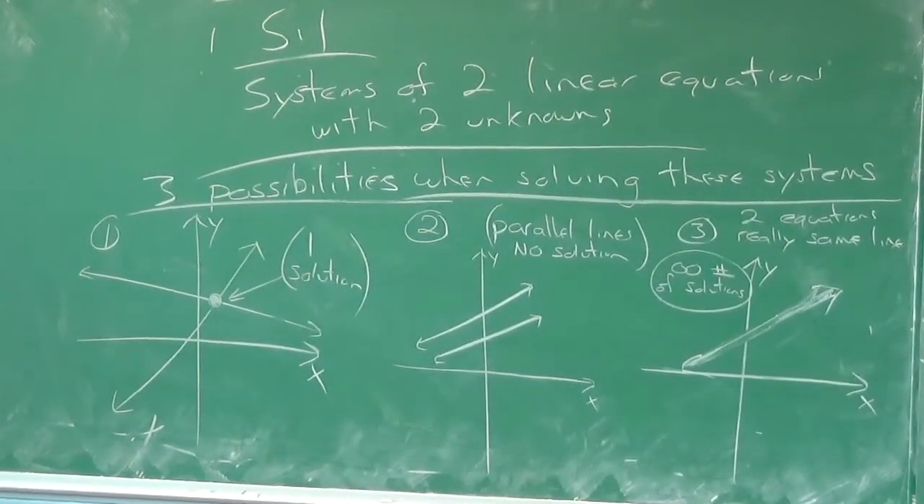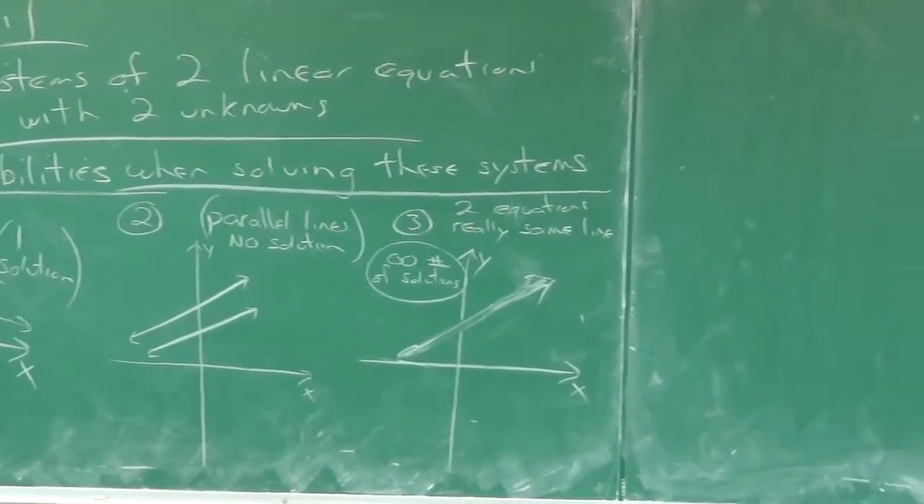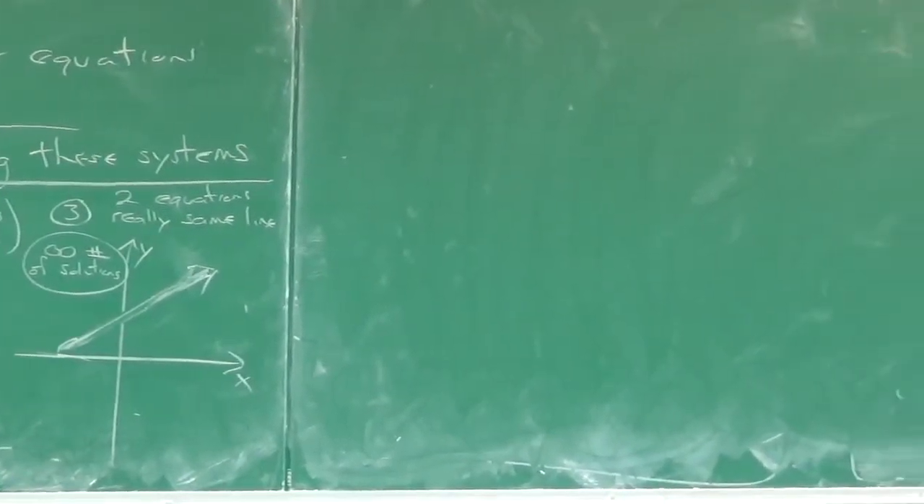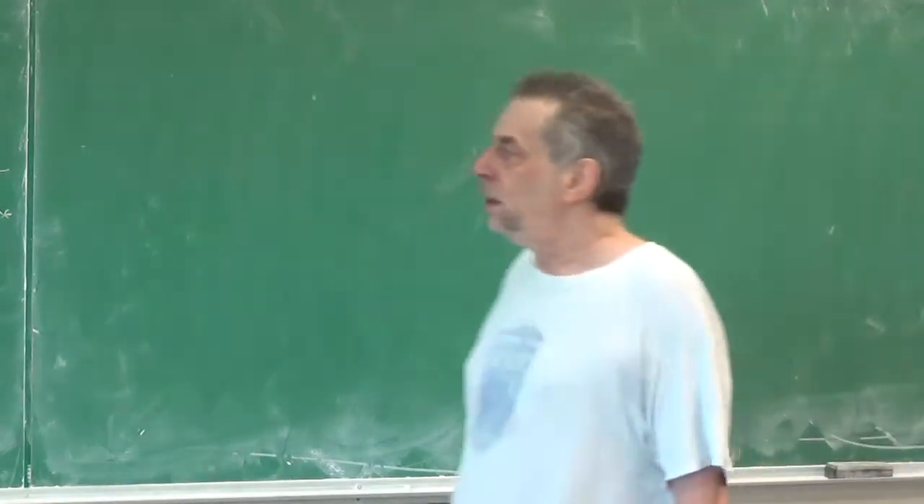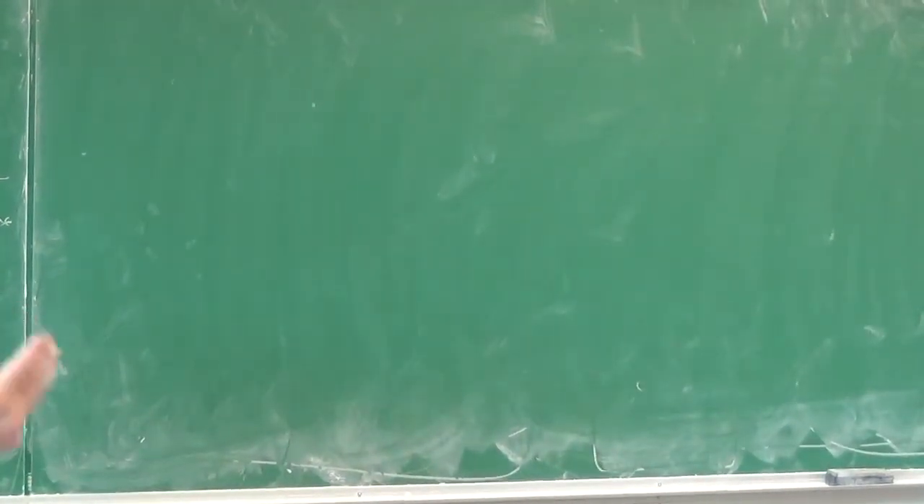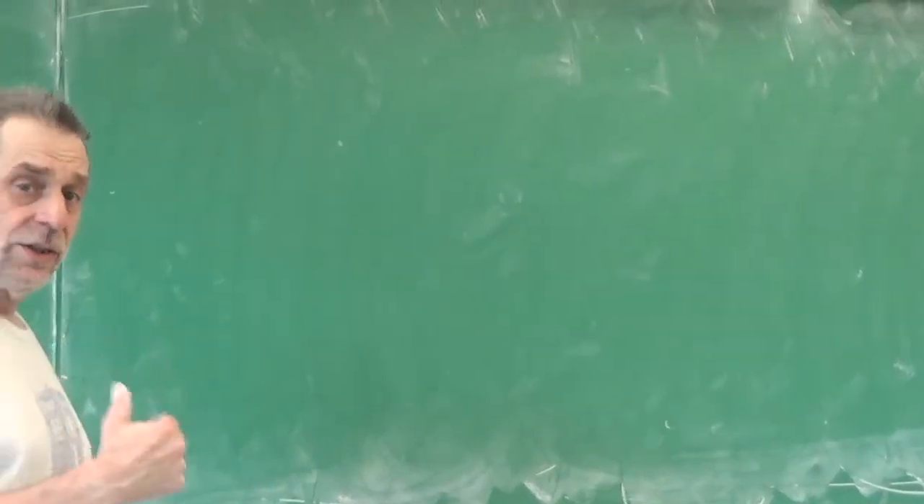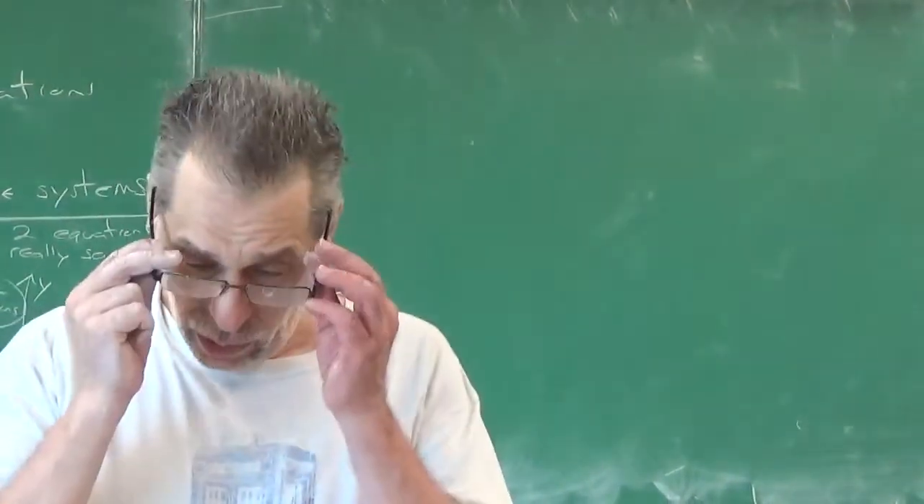All right, so a couple different forms of questions that you'll see in this section. The first will be you'll be given two lines and then a point, and you'll be asked if that point is a solution to the system of two equations. So something like that.